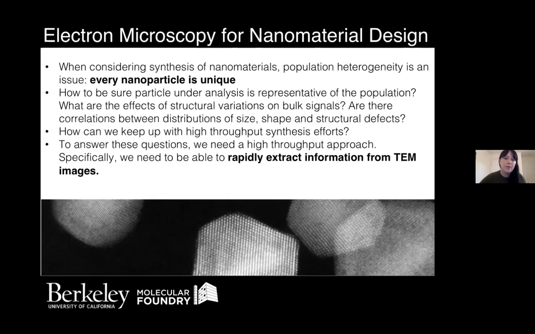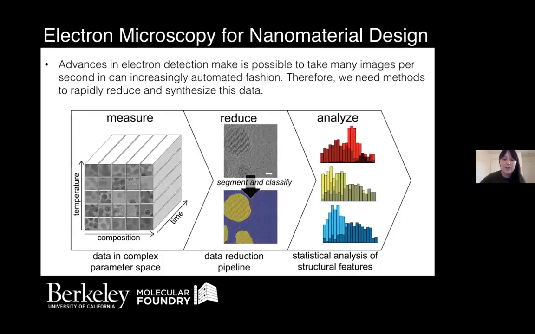And we also need to be sure that the structural variations or key structural features that we're observing in our data are what is driving our bulk properties. All of this really motivates a need to understand not just distributions of size, shape, and structural defects in our nanomaterial populations, but also correlations between the two. So how can we do this using electron microscopy? Well, we need to be able to rapidly extract information from TEM images.